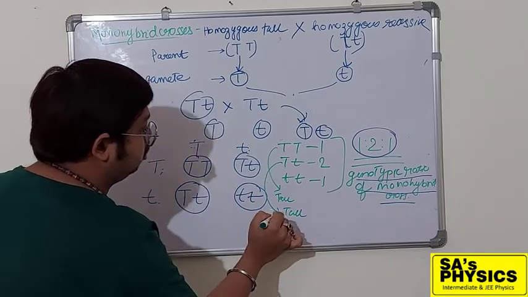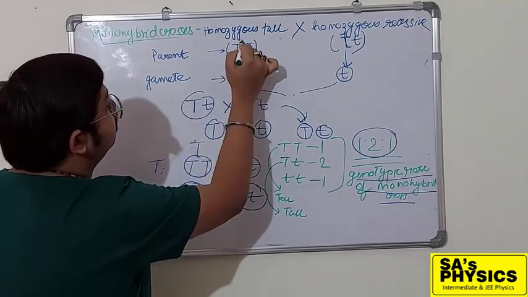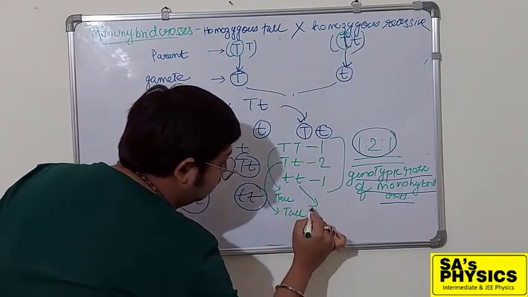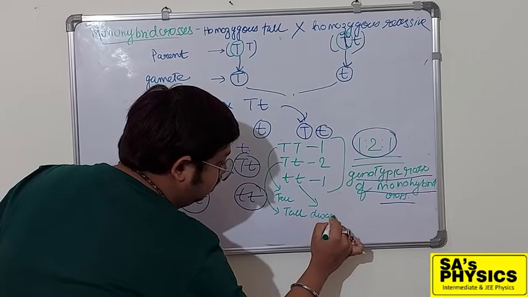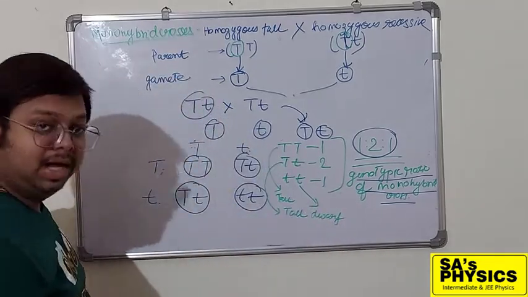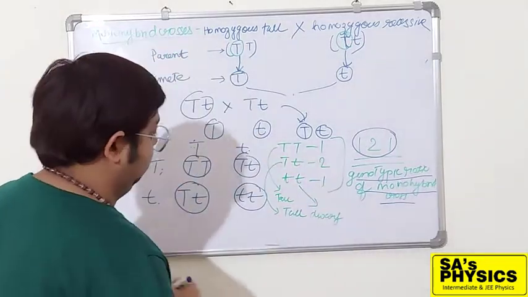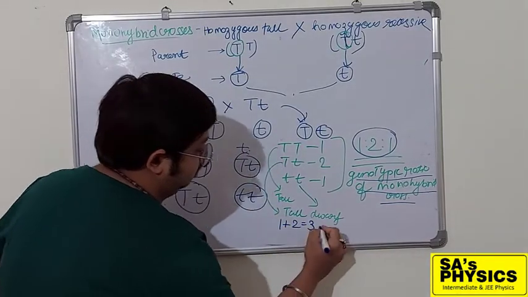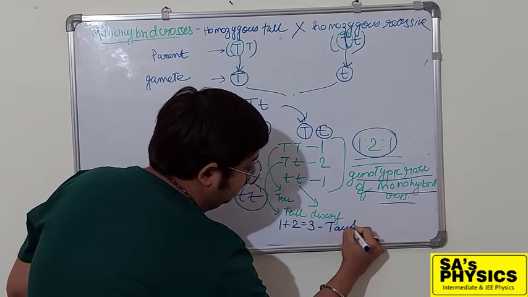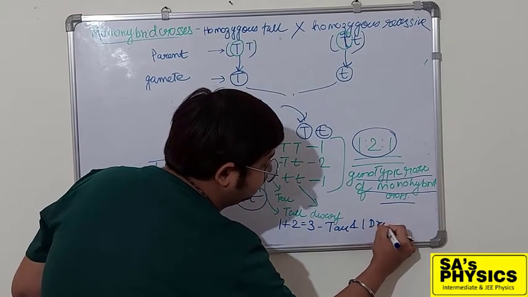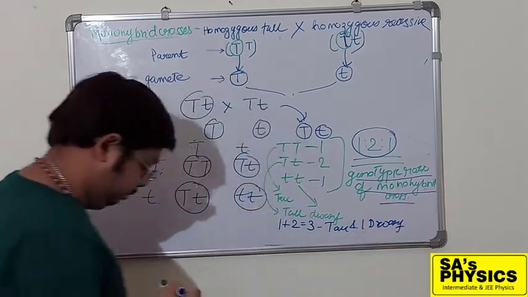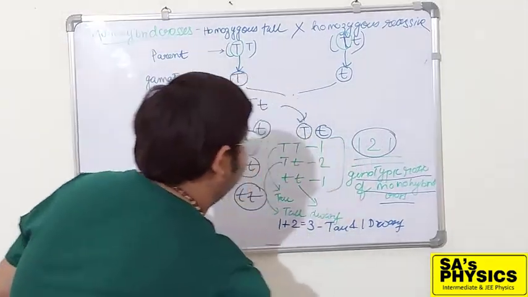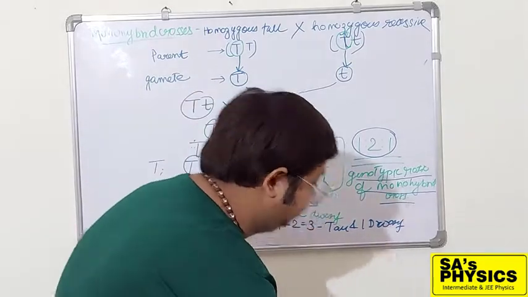Why is this also tall? Because capital T is dominant over small t, and this is dwarf. So how many total tall plants are there? 1 plus 2, 3 tall and 1 dwarf. Right? So, what is the phenotypic ratio?